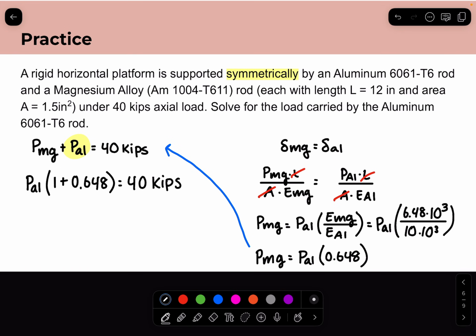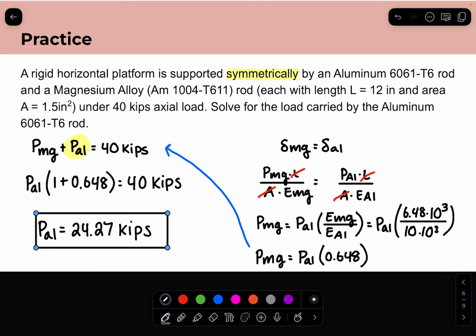Divide 40 by 1.648, and you'll get that the force that the aluminum rod withstands is 24.27 kips. And there you have your solution.